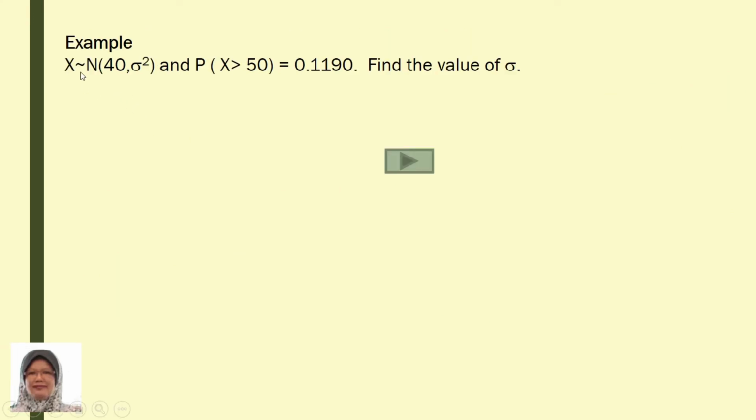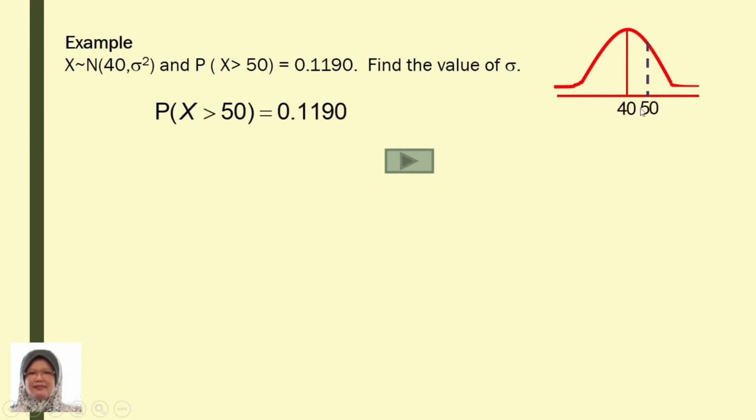Another example: X has a normal distribution with mean 40 and variance sigma squared, and P(X > 50) = 0.1190. Find the value of sigma. So we draw P(X > 50) = 0.1190. The mean is 40 and we draw the line at 50, and the area P(X > 50) is 0.1190, and we change to P(Z > (50 - 40)/standard deviation) = 0.1190.